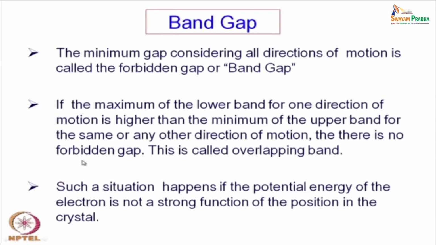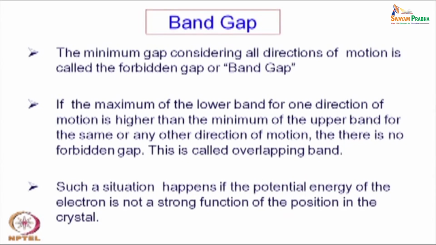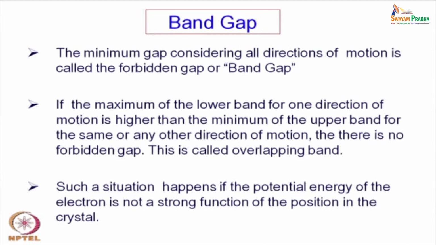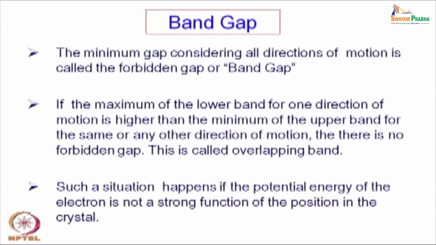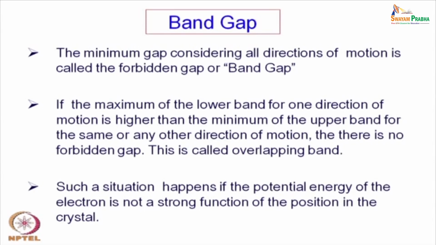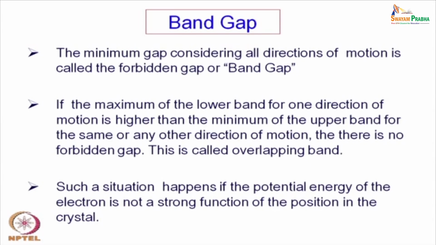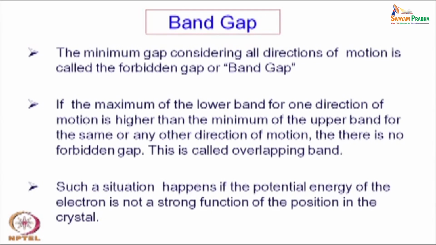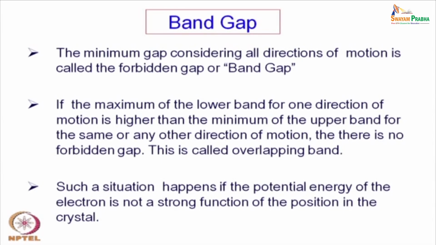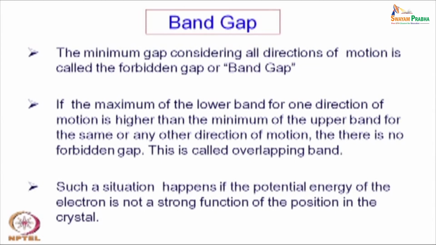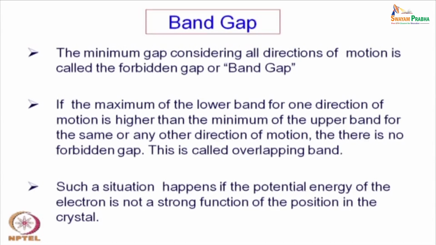With this we define what a band gap is, because this band gap is of extreme importance to us to understand the behavior of different solids, including ceramic materials, which we will discuss later. The band gap is actually the minimum gap considering all directions of motion, called the forbidden gap or the band gap. Here we are introduced to the so-called direction of motions, that means a particular crystallographic direction in which the electrons are moving.